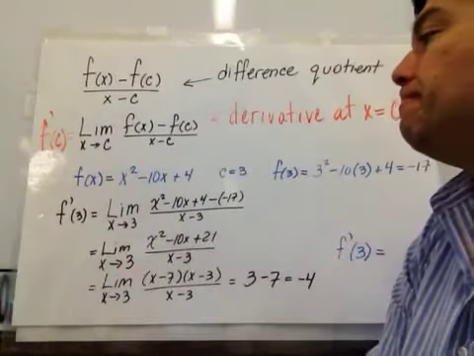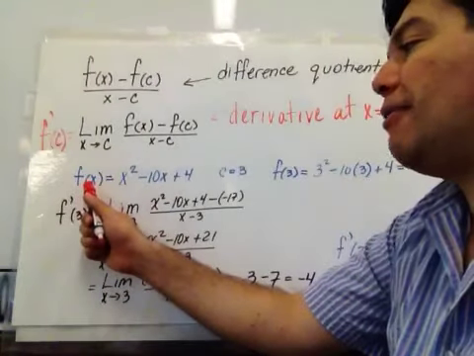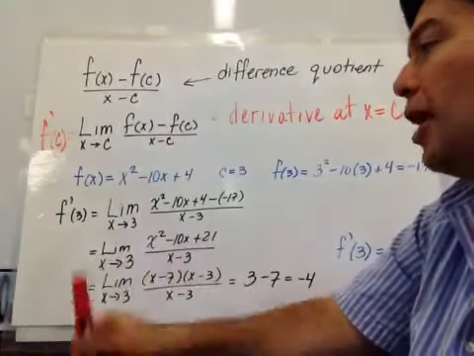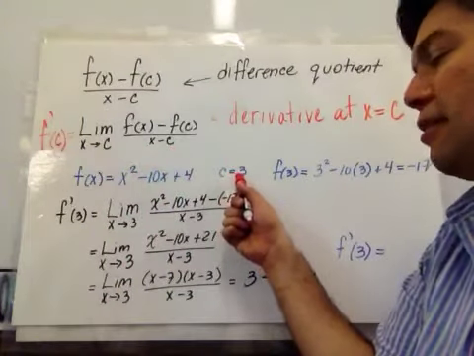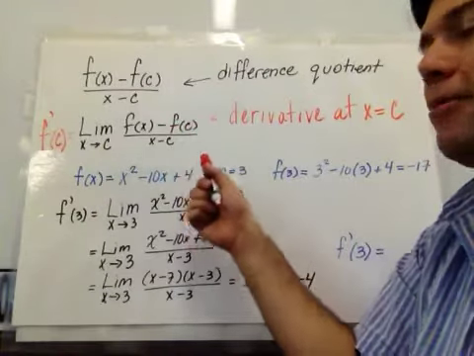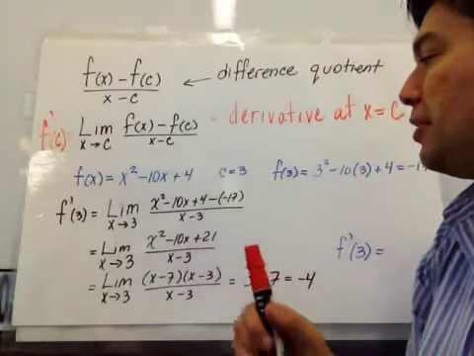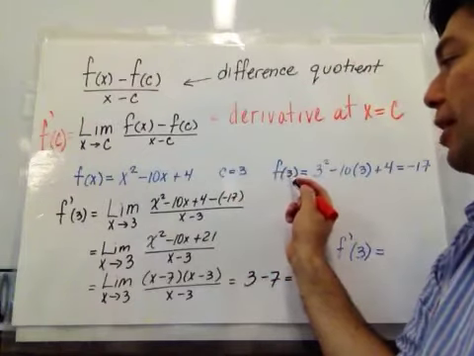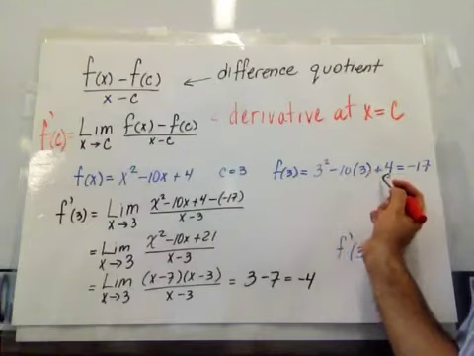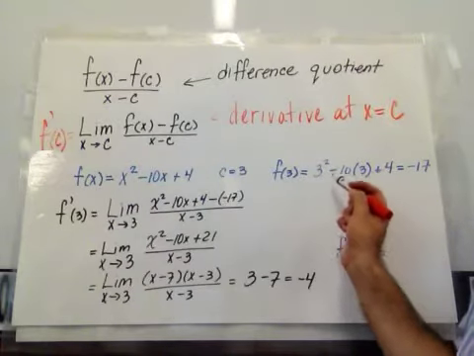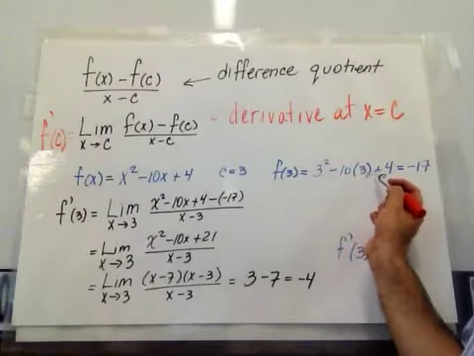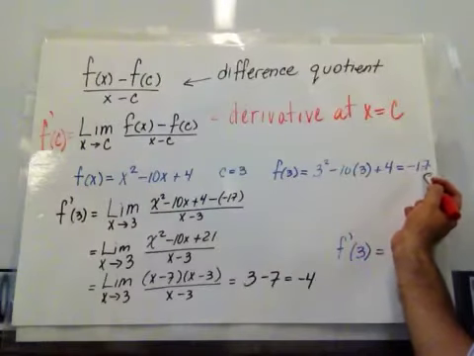We're going to get 1 here. Let's say we have the function f of x equals x squared minus 10x plus 4. And we want the derivative at 3. The formula calls for f of c. So f of 3 is 3 squared minus 10 times 3 plus 4. And if we operate that, 9 minus 30 plus 4, that's negative 17.